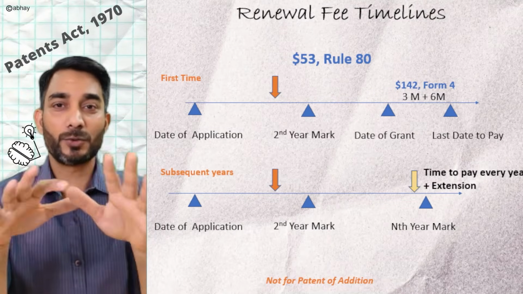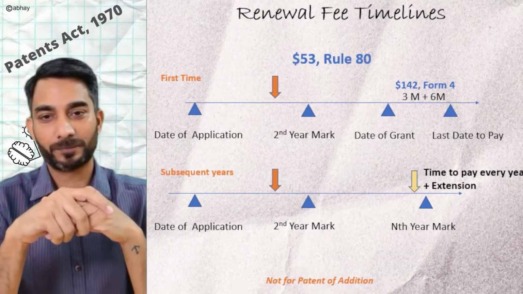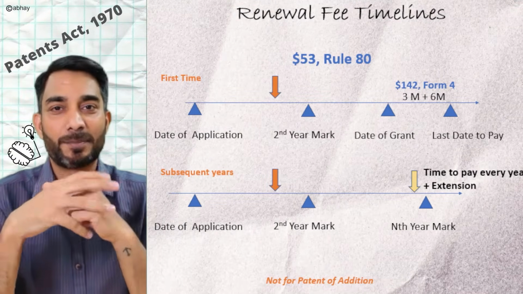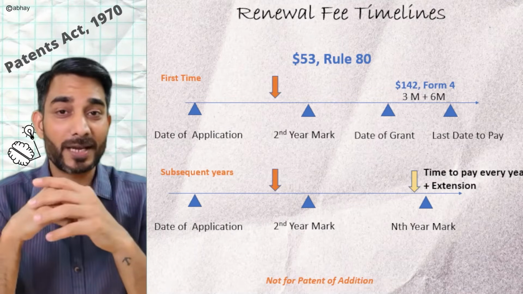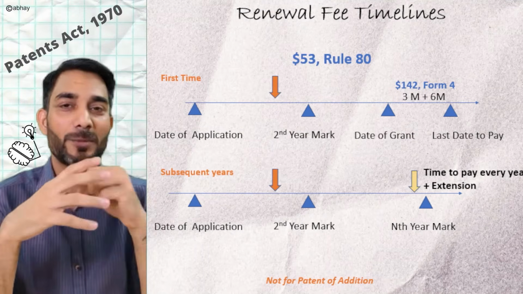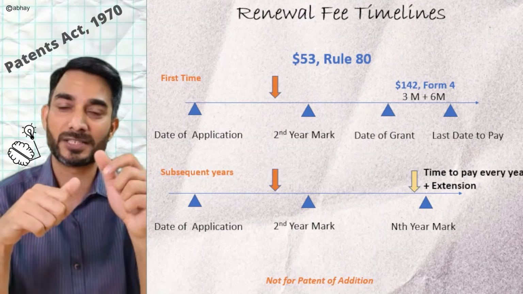Fun fact, you don't have to pay renewal charges for patent of addition. Another fun fact, how do you calculate timeline for PCT application? For PCT application, date of filing is considered from the international filing date. So keep in mind while you calculate for what all years you need to pay for PCT national phase applications.